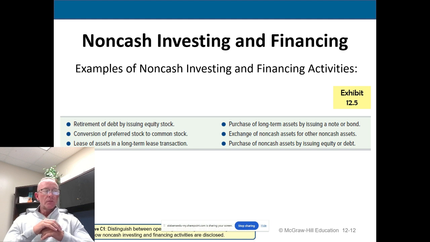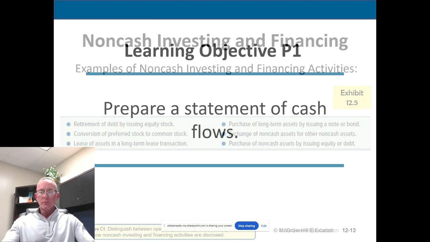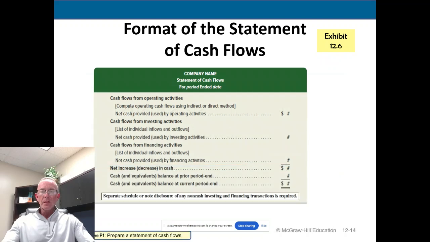All right. So when we have some of these non-cash activities, we can go back and just add those things in almost automatically. We'll talk about gain or loss when we do that as well. All right. So here's what your statement of cash flows is going to look like.